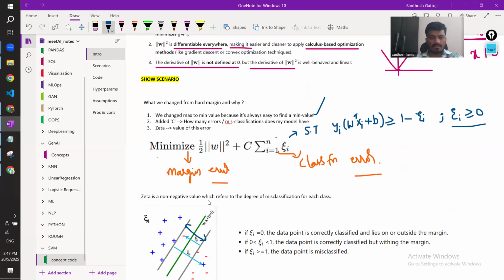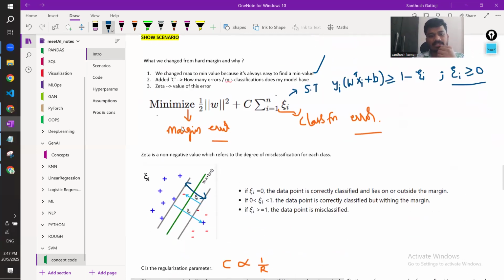Now, zeta is a non-negative value which refers to the degree of misclassification of each point. Let's try to understand this zeta. If you understand these three points, zeta is very easy for you. If the data point is correctly classified and lies on or outside the margin, then the distance will be 0.